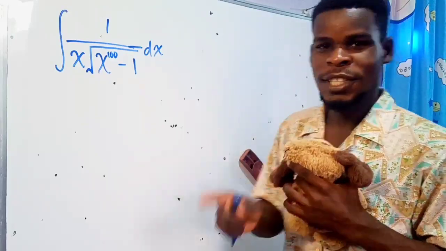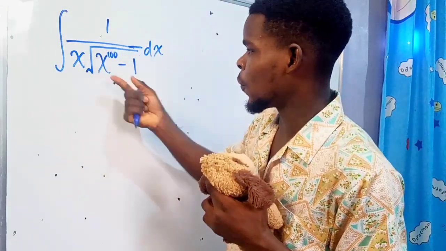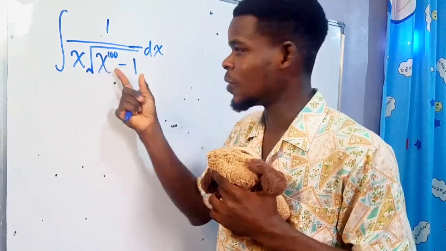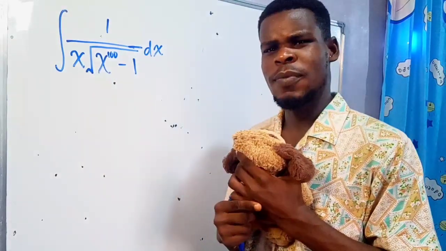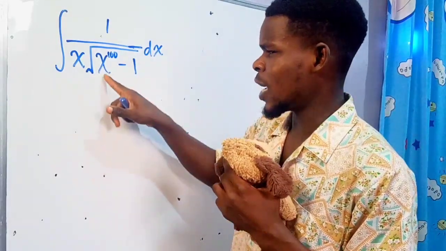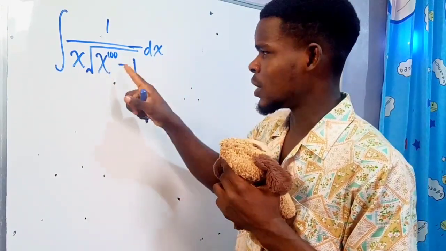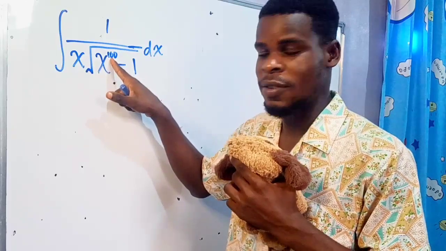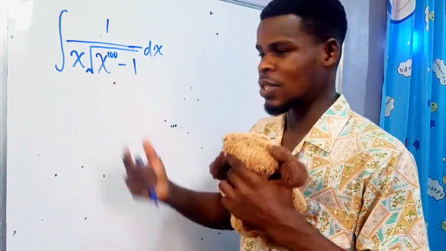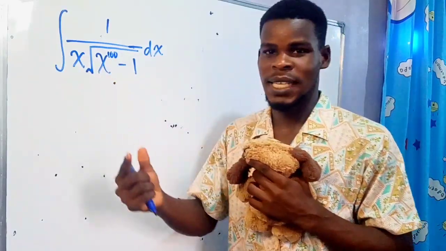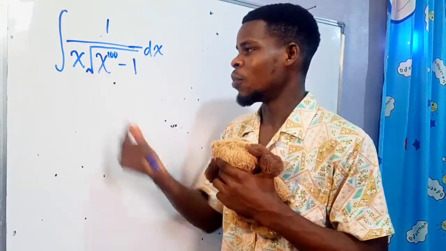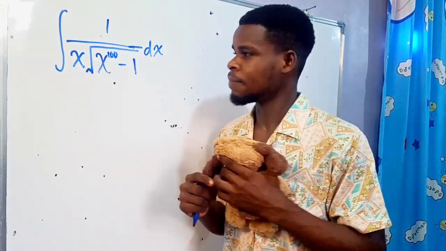Well, you notice something here. We have the square root of x to the power 100 minus 1, right? Can we make use of the secant substitution, when we have x raised to some power minus 1? No, because in that case we usually have x to the power 2 under the square root, right? Then we can try saying x should be secant theta and so on. But here it's raised to the power of 100.